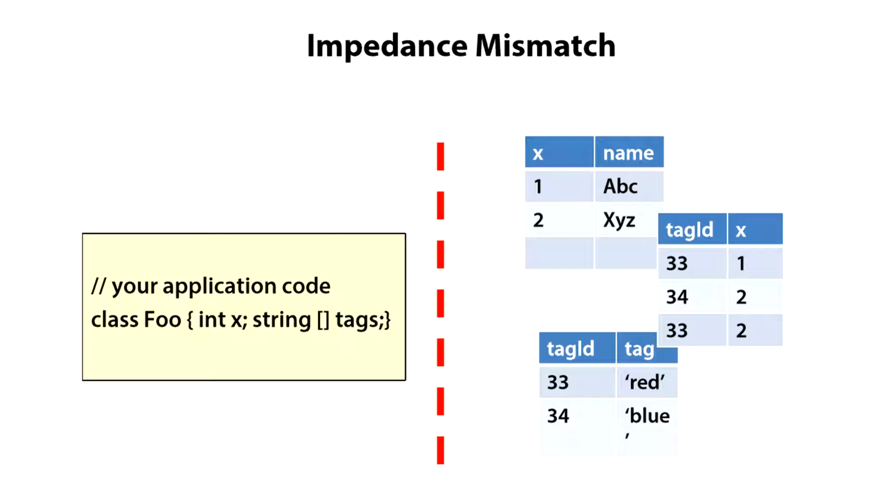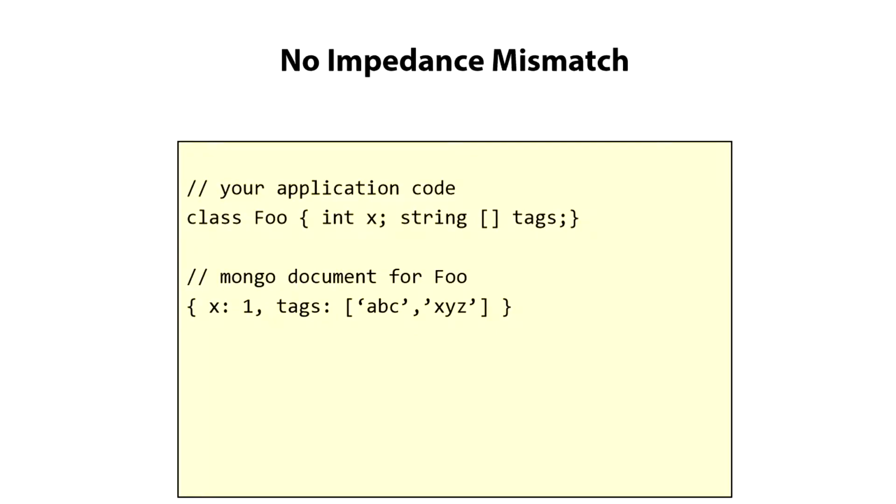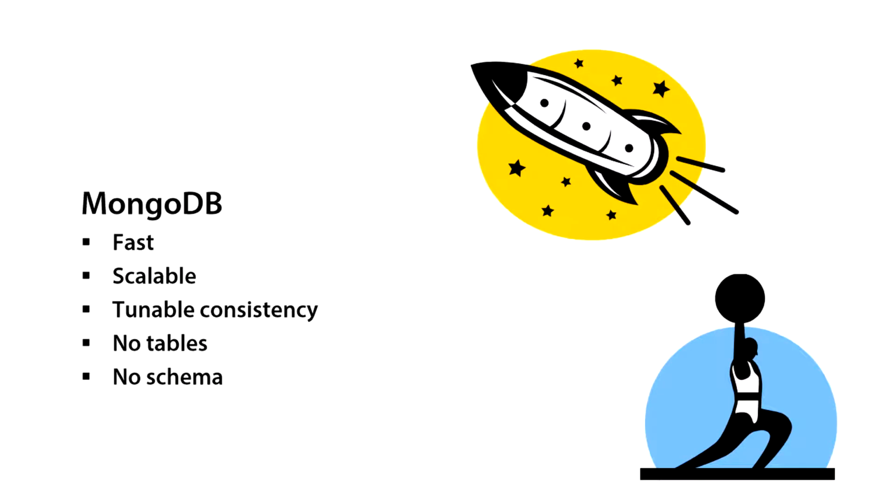To save this object foo in the database, you need 3 tables. Whereas in MongoDB it is flat and simple, very close to the application code, so no impedance mismatch. MongoDB is faster, scalable, has tunable consistency, no tables, no schema.